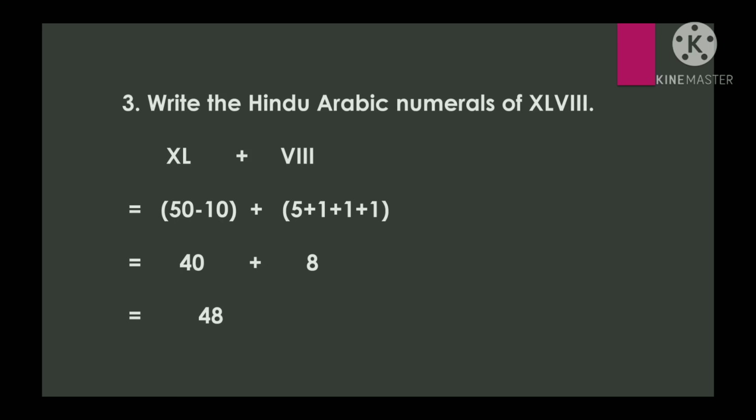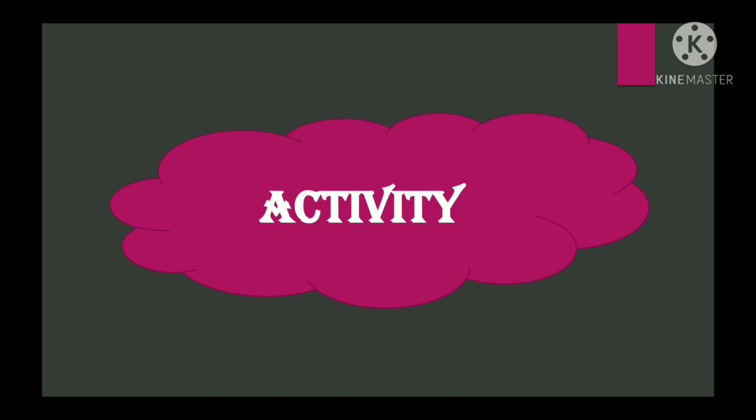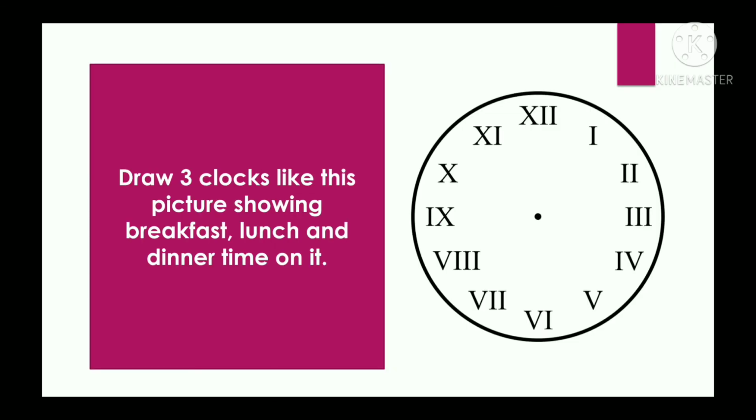Now students, I hope you have understood the concept of Roman numerals and their rules and how we write Roman numerals into Hindu-Arabic numerals and Hindu-Arabic numerals into Roman numerals. Now here I am going to give you an activity. So students, here you can see one clock is given. You have to draw 3 clocks like this picture showing breakfast, lunch and dinner time on it. Means you have to draw 3 clocks in your rough copy to show your breakfast time, lunch time and dinner time on it.